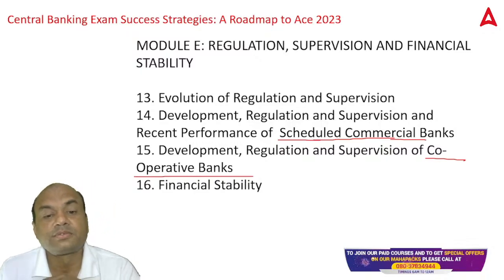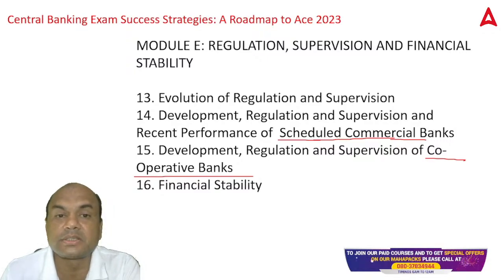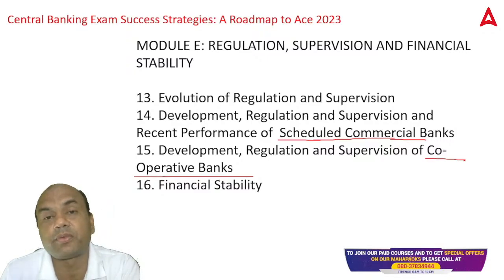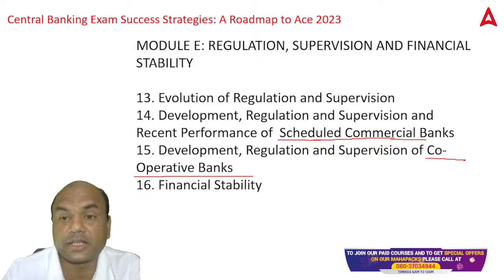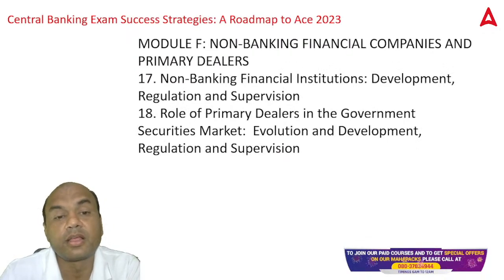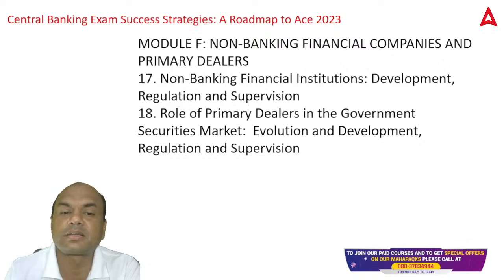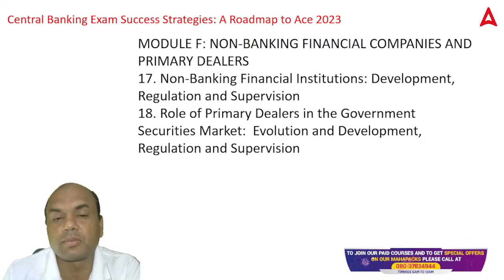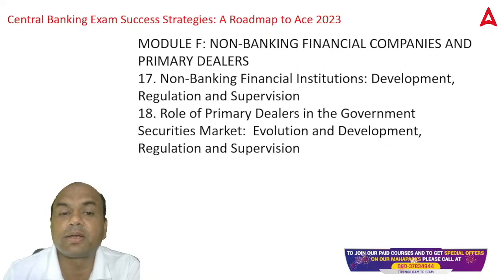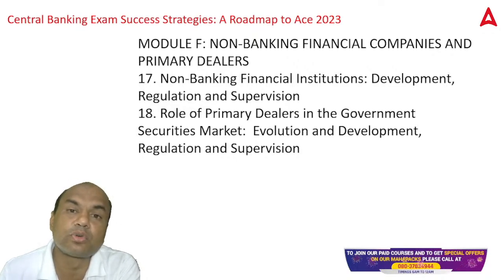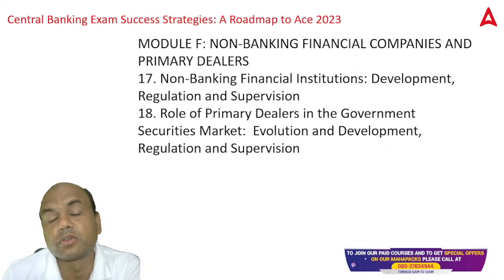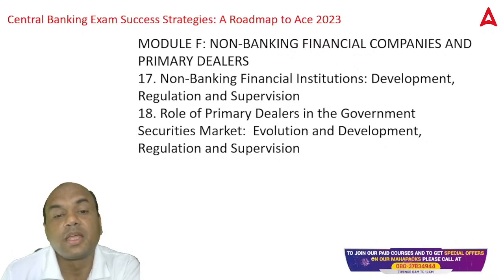Financial stability. How does the RBI maintain the financial stability of any country? I'm talking of the central bank, and specifically India-related issues. And the last one is NBFCs and primary dealers. So what are NBFCs? Non-banking financial companies. Development, regulation, and supervision. As I told you, RBI is not the sole supervisor of the banks now. It is the supervisor of the entire financial system, including primary dealers.